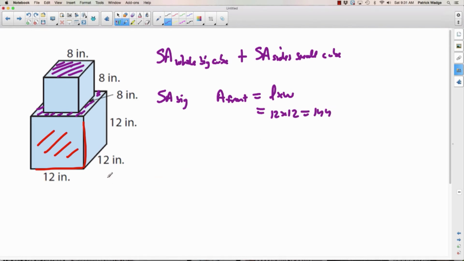How many faces are the same in the cube? They're all the same. All 6 faces are the same, so we're going to multiply that by 6. And we get 864. Okay, great.